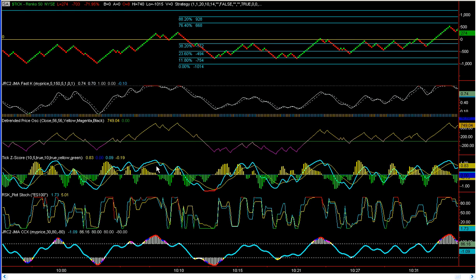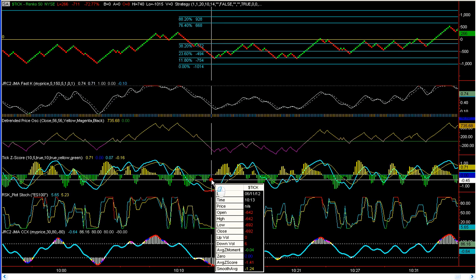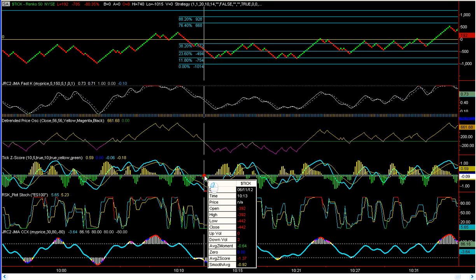The next subgraph, we're using a modified z-score. Now when I say modified, we have set up this particular z-score so that it plots the z-score into a different color when it reaches a certain predetermined level. For example, down here, the color of the z-score has changed to red, and that's because it is now below 1.3.